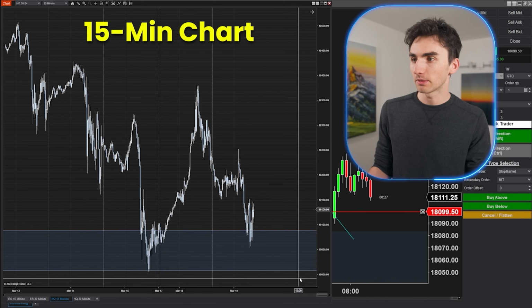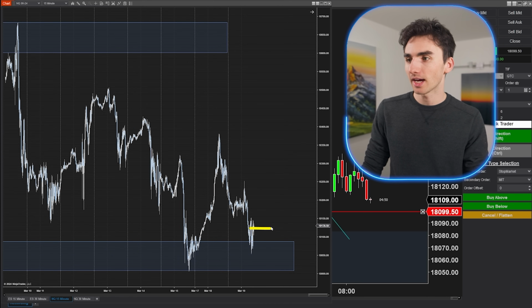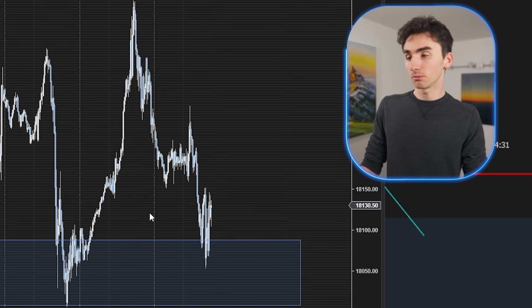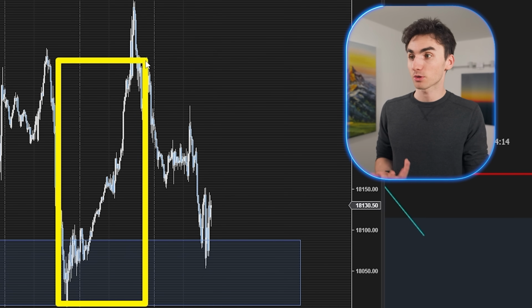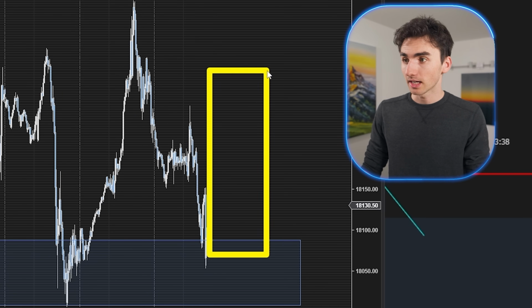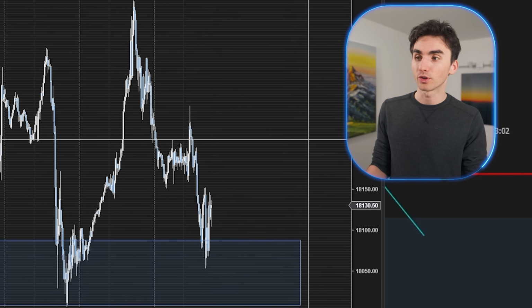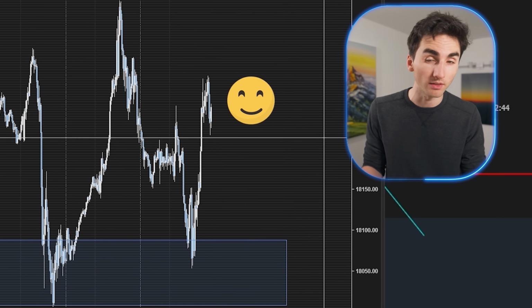Looking at a bigger 15-minute chart again, I'm not looking to capture a tiny little move like this, right? I am looking to see if maybe I can capture some kind of big swing like this. Maybe if the market's going to bounce here, I can capture another big swing like this. That's what I'm looking to do. And you can see that did actually eventually happen.